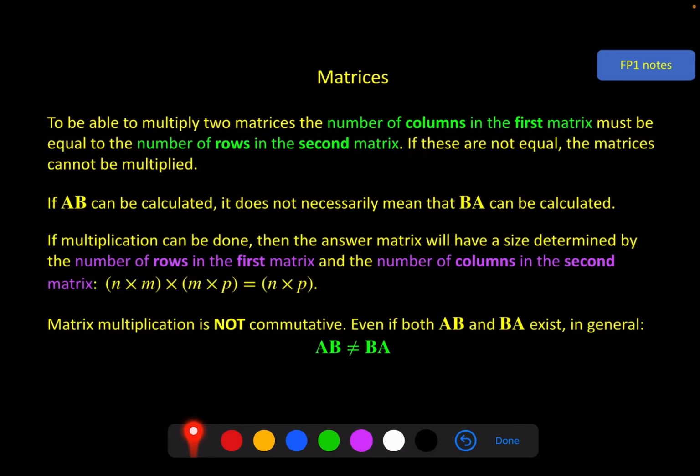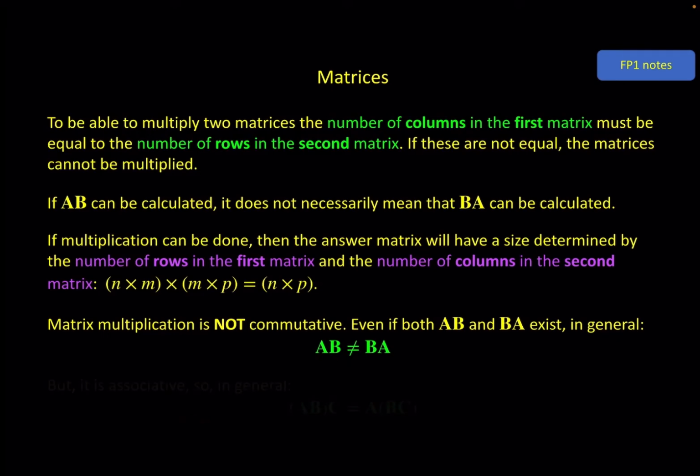Matrix multiplication is not commutative. Even if AB and BA both exist, they generally will not be the same. That doesn't mean they can't be, but generally you'll get different answers doing these two things.